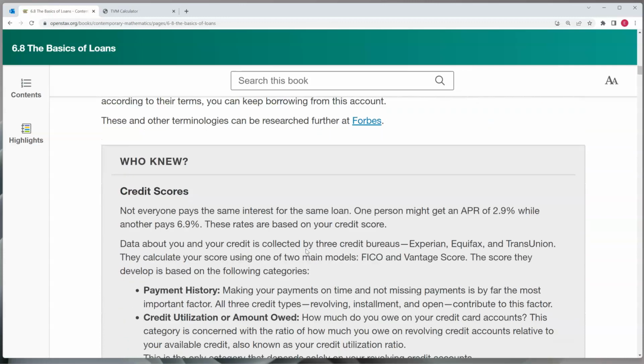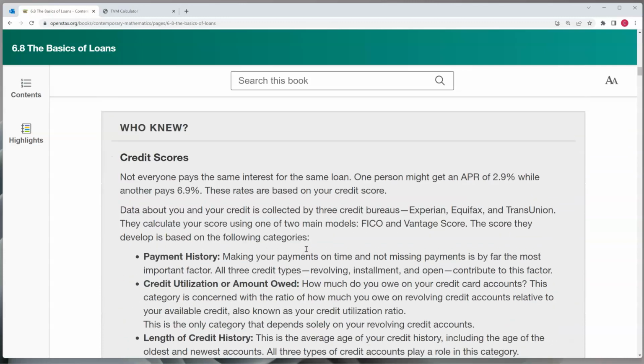So when it comes to credit scores, not everyone pays the same amount of interest on a loan. Two people can go into a bank and apply for the exact same loan. One person has a lower interest rate than the other person, and the reason is the lower interest rate person probably has a higher credit score. And so let's talk about credit scores.